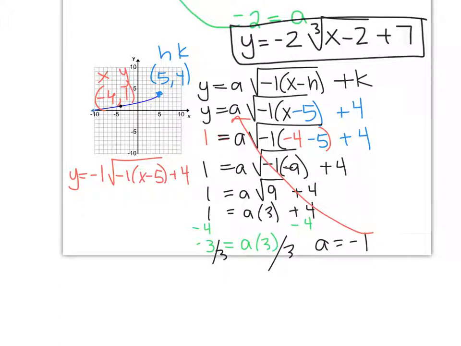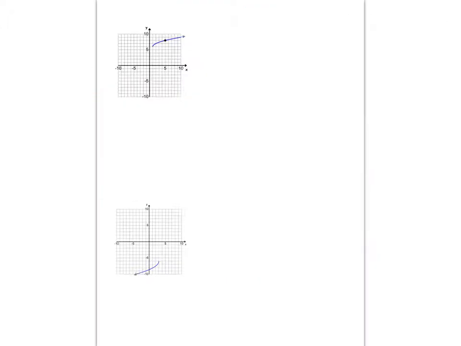If you want to make it more typical looking, somebody would distribute the -1, and they would have -x plus 5 right here in their square root, but you don't have to. But that's why we haven't seen that before, because it's always been distributed when we were looking at our equations. Okay.